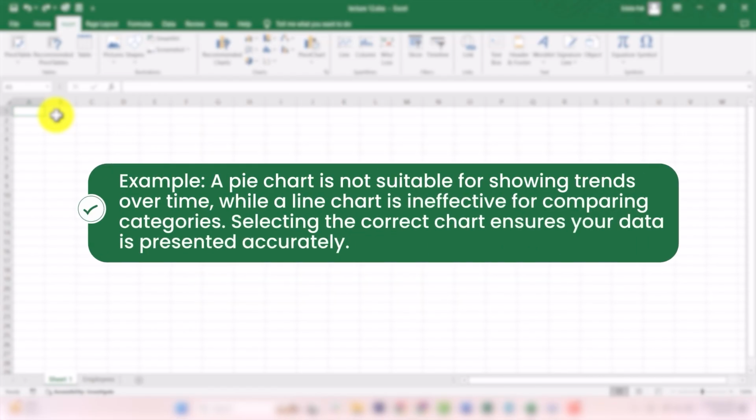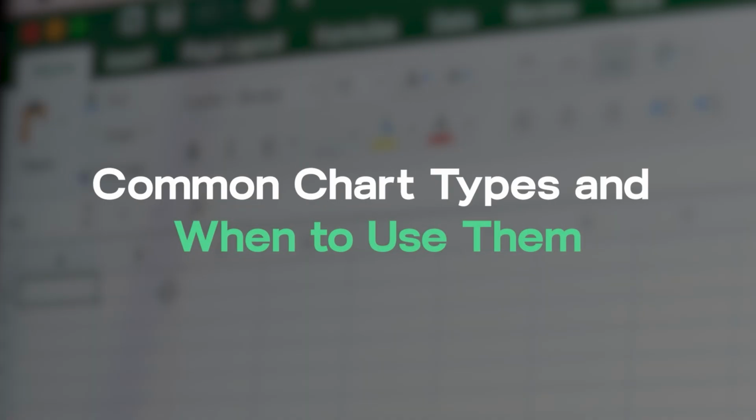Example: a pie chart is not suitable for showing trends over time, while a line chart is ineffective for comparing categories. Selecting the correct chart ensures your data is presented accurately. Common chart types and when to use them.